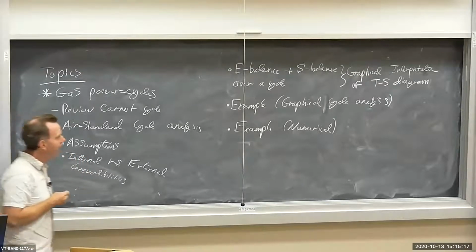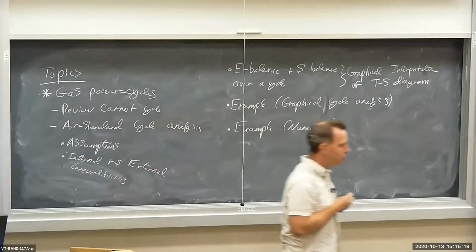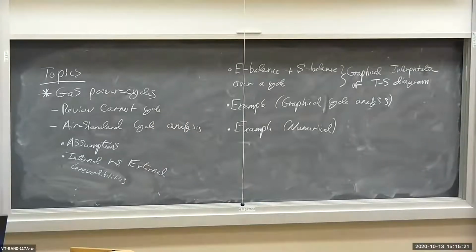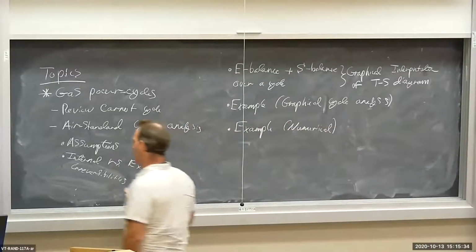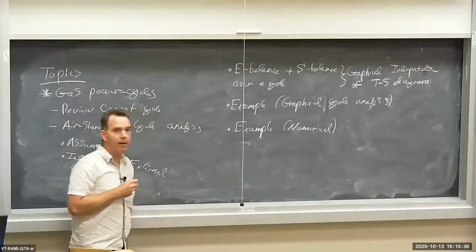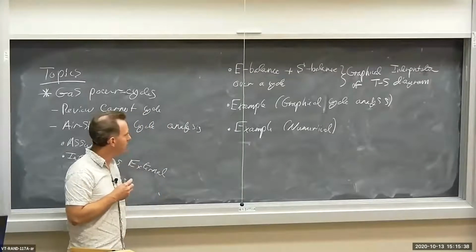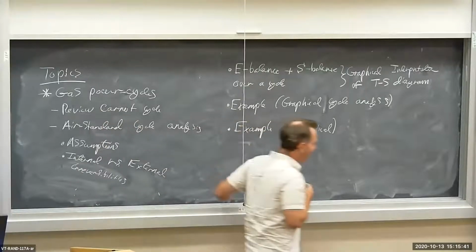Then we're going to look at how the energy and entropy balance is reduced when we're dealing with this cycle analysis. And then we're going to take the energy and entropy balances and use them to analyze the efficiency and power produced by various closed system cycles. We're going to do this using graphical analysis.